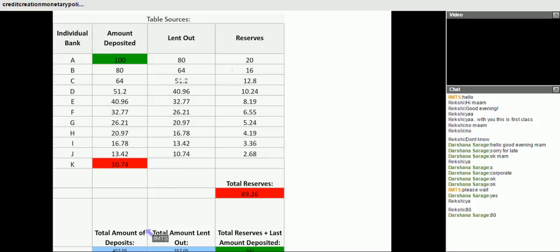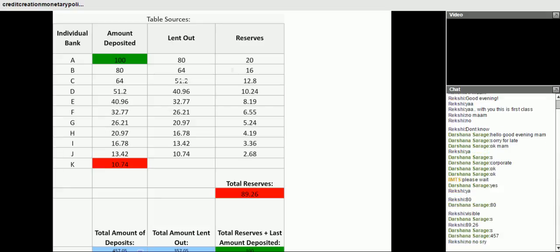So now if we do the total of all this, we will see. It's not visible actually. It's visible. Can you see the figure written? Total amount of deposits. Can you see that? Total amount of deposits where I'm pointing, it's 453 point something. Darshna, what is that figure? 457. Okay. And what about this one? Total amount lent out?